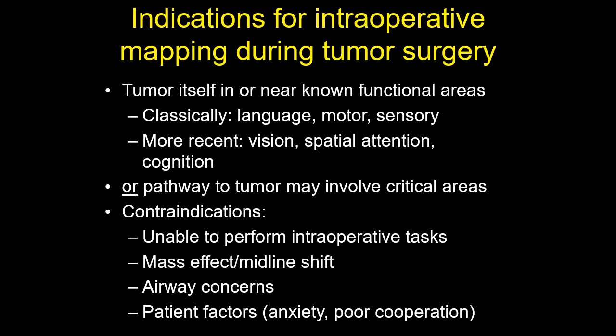Contraindications to intraoperative mapping include the patient can't perform the task efficiently due to pre-existing neurologic deficit, mass effect or midline shift, which may be a concern from the neuroanesthesia perspective, as well as any other airway concerns, or finally, patient factors such as anxiety or poor cooperation.